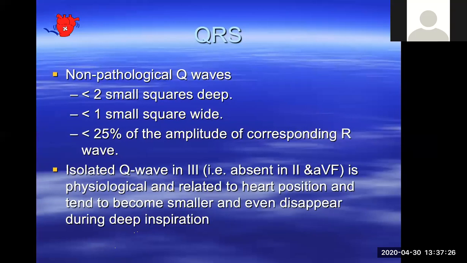That's pathological, except in lead three. An isolated Q wave in lead three is physiological, you're allowed, and it's to do with the position of the heart. If you want it to disappear, take another ECG with the patient taking a deep breath, and you will find that the Q wave in lead three goes away. We see a lot of times people labeled as having an old inferior myocardial infarction because they have Q waves only in lead three, which is physiological. If it is an old inferior myocardial infarction, you will get Q waves in lead two and AVF as well as lead three.